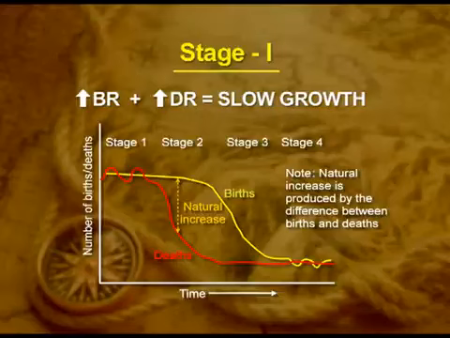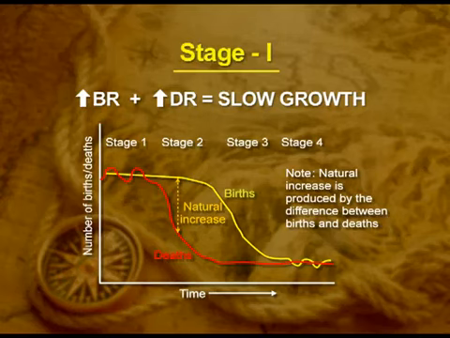Stage 1. This is the world 2 centuries ago. In the first stage, the death rate was higher due to epidemics, droughts, and inconsistent food supplies. So to compensate for the death rates, the birth rates were more. At this time, the population change was negligible.